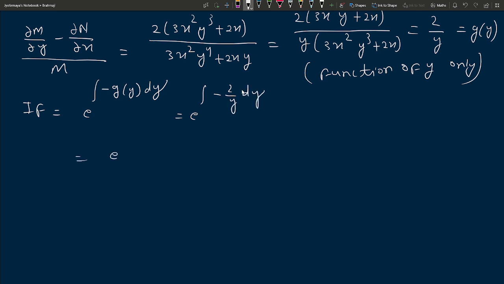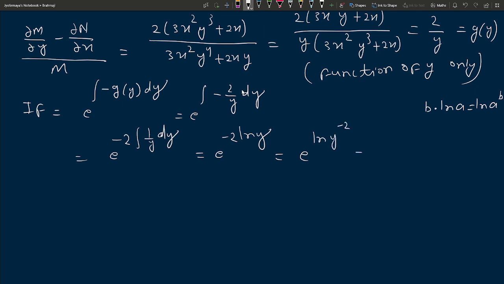So this is equal to e to the power minus 2 (constant) integration 1 by y dy. So e to the power minus 2, integration of 1 by y is ln y. So e to the power b ln a equals a to the power b. So this is e to the power ln y to the power minus 2. Again, e to the power ln x equals x. In the last example I told you e to the power ln x is equal to x. So e to the power ln y, whatever this is, y to the power minus 2. This is equal to 1 by y square. So the integrating factor is 1 by y square.